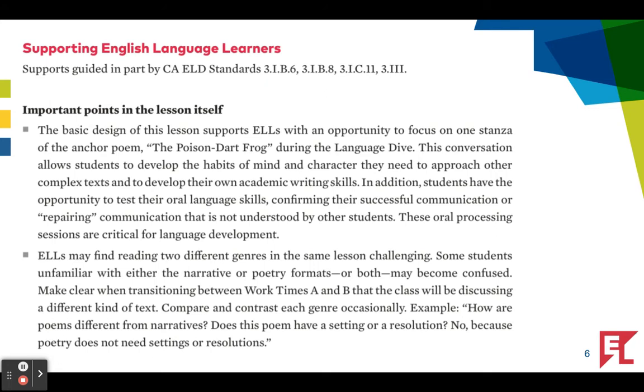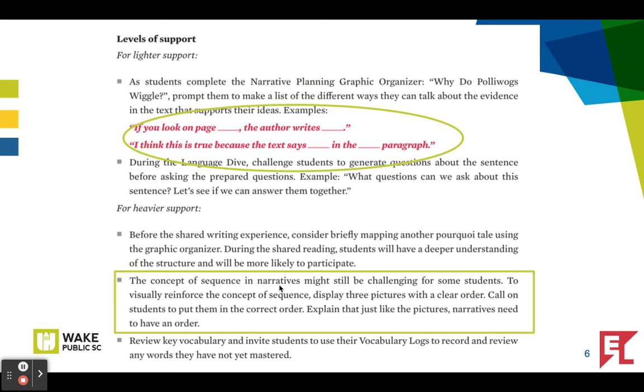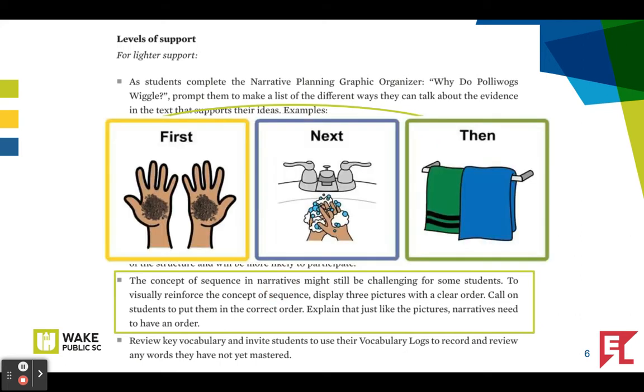So make sure you pay special attention to the ELL supports in this lesson, which will benefit more than just your ELL students. One way to support comprehension during this lesson is to be clear about the genre switch from work time A to work time B. Compare and contrast the genres throughout the lesson to remind students of the switch. In addition, there are suggestions given for different levels of support, such as discourse frames when completing the graphic organizer for lighter support, and sequence cards to help students understand the sequencing in a narrative for heavier support.